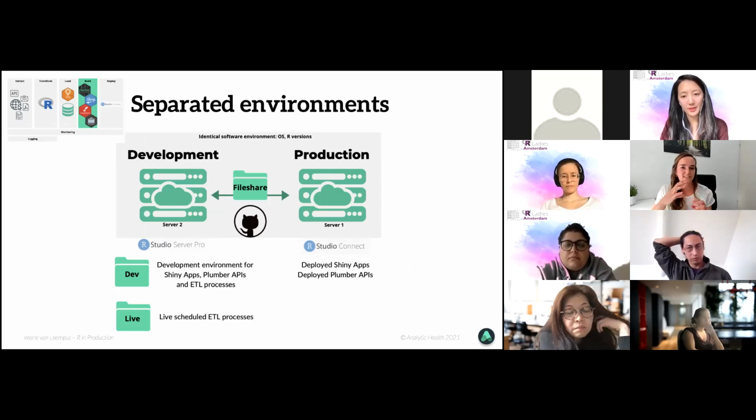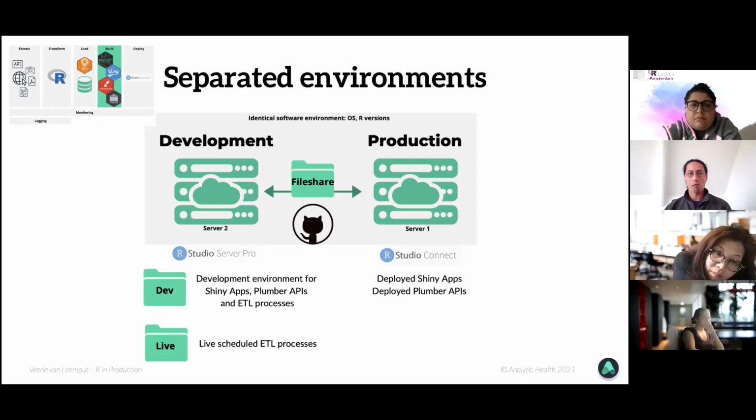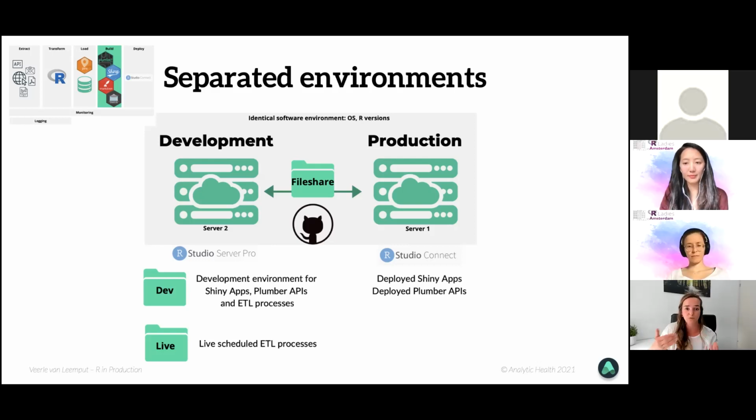To make sure that they are separated as well, we divided the whole file system of the server in two, a dev file system and a live file system. In the live file system, we schedule our ETL processes with cronR, and in the dev, we develop. All of that is version controlled, which was one of the things that we found really important, by Git and GitHub. That's what we're using.